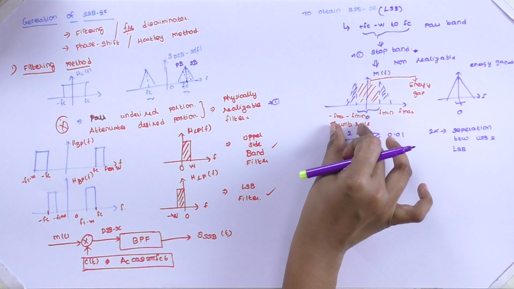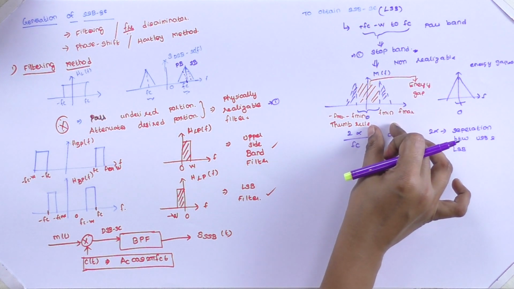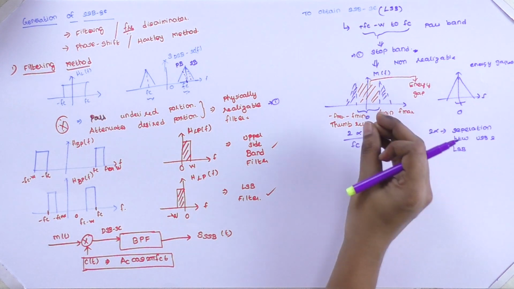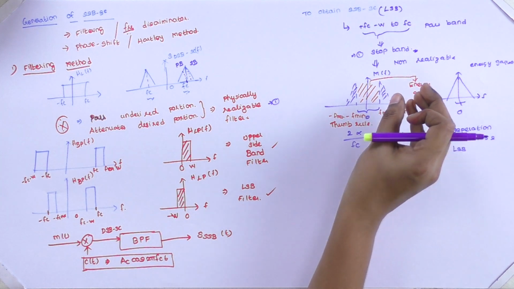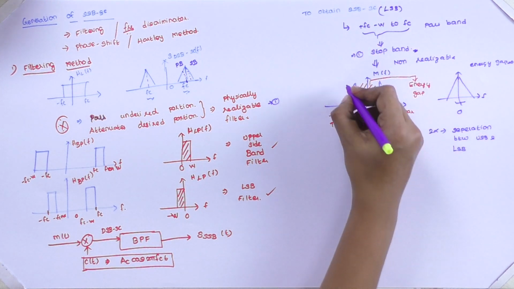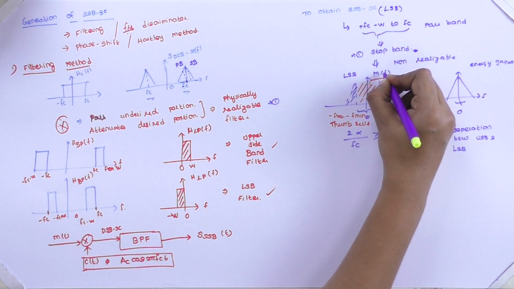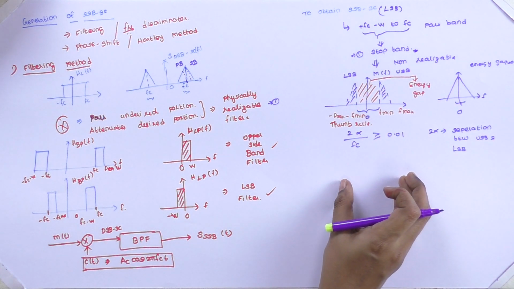pass the signal through either a lower sideband filter or an upper sideband filter, we can completely recover the lower sideband, or we can completely recover the upper sideband. This is our lower sideband and this is our upper sideband. So we can completely recover our sidebands.